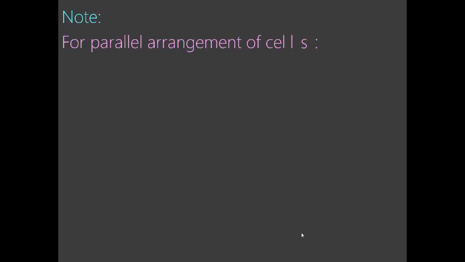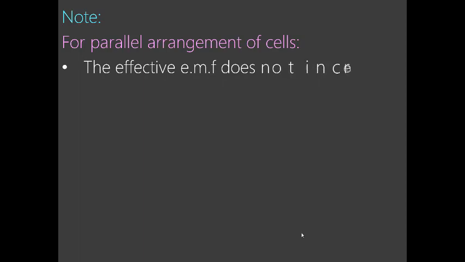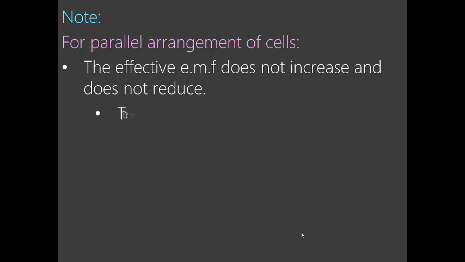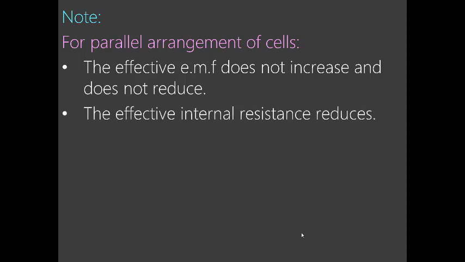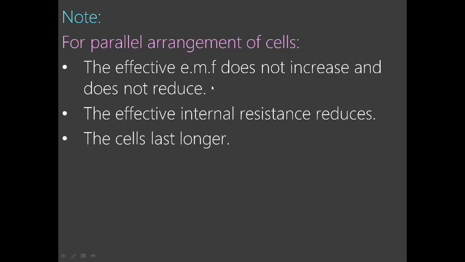Note, for parallel arrangement of cells, the effective EMF does not increase and does not reduce. So it's just the same. The effective internal resistance reduces, and the cells last longer. This is a very big advantage. The effective EMF does not increase. So if there are 3 cells of 1.5 volts each as the EMF, the effective EMF will be 1.5. But the internal resistance will reduce and the cells will last longer.